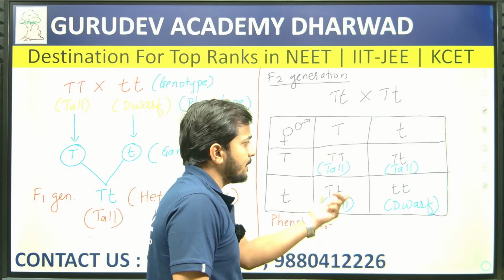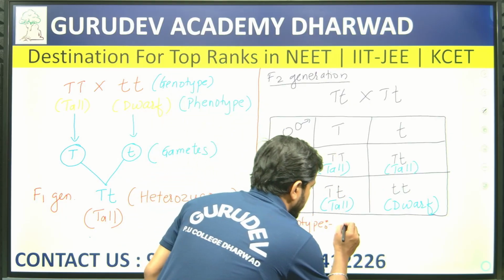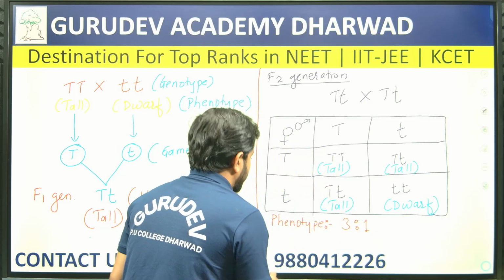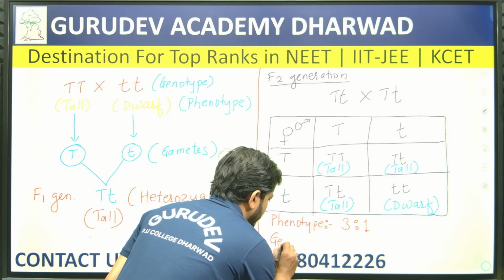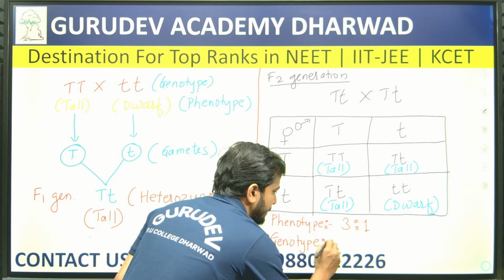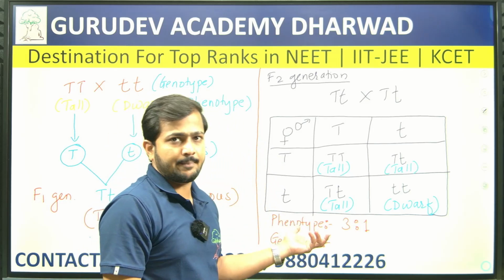So how many of them are tall? Three of them are tall. So the phenotypic ratio is 3:1, right? Then what am I going to call the other one? The genotypic ratio. So genotype means what? The genetic makeup of a particular phenotypic character.